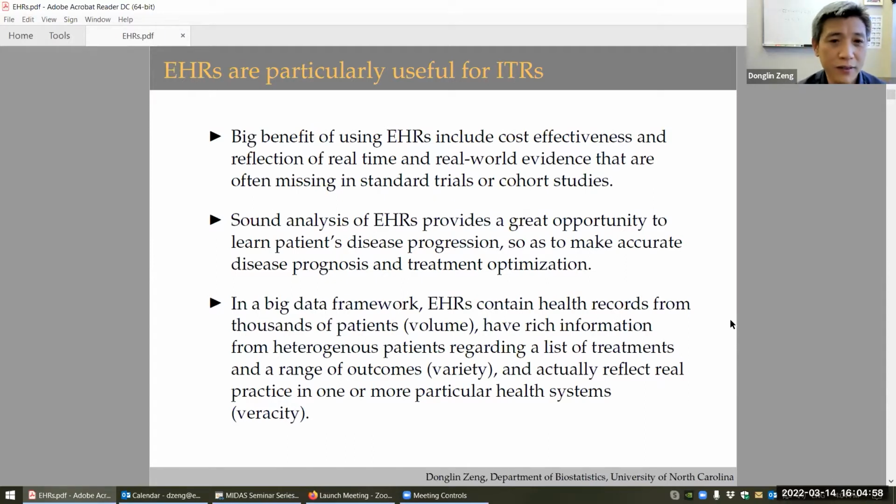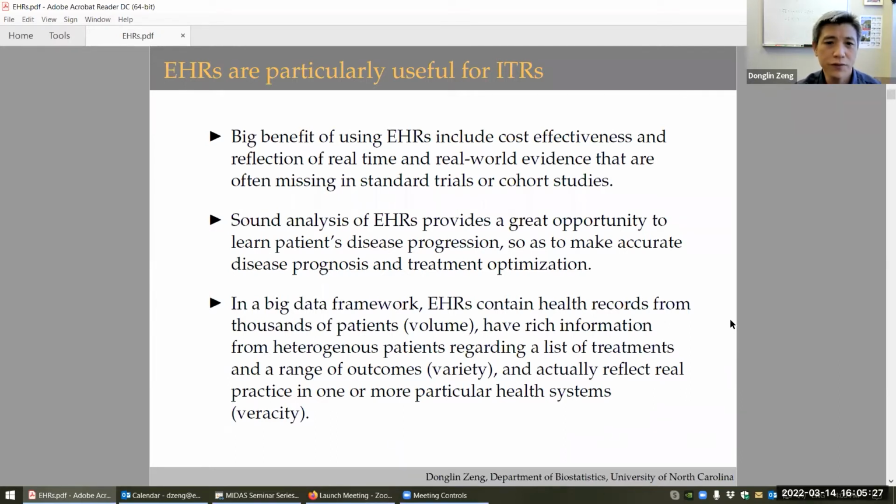The other important thing is that EHR data really reflect real-time, real-world evidence. Usually we don't see this in standard clinical trials and cohort studies, because in those, patients enroll under very restricted recruitment criteria, so they not necessarily reflect the whole population in reality. But you can get this more general information from EHR data.